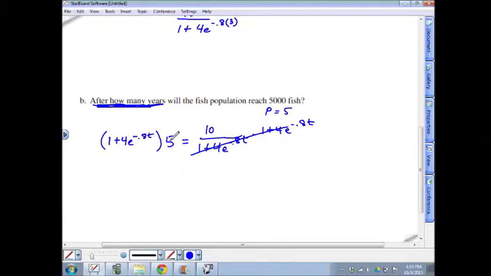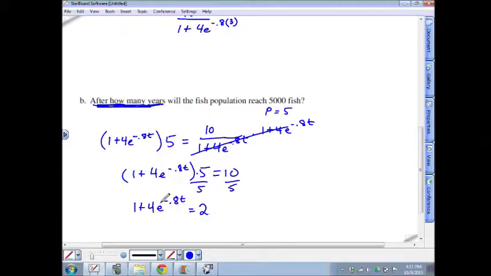So I'm going to go ahead and just leave the 5 out of the parenthesis rather than distributing it. So we've got 1 plus 4e to negative 0.8t times 5 is equal to 10. You could distribute the 5, it wouldn't be a wrong thing to do. I'm just not going to do it. I'm going to divide by the 5 right here. So now we have no need for the parentheses.